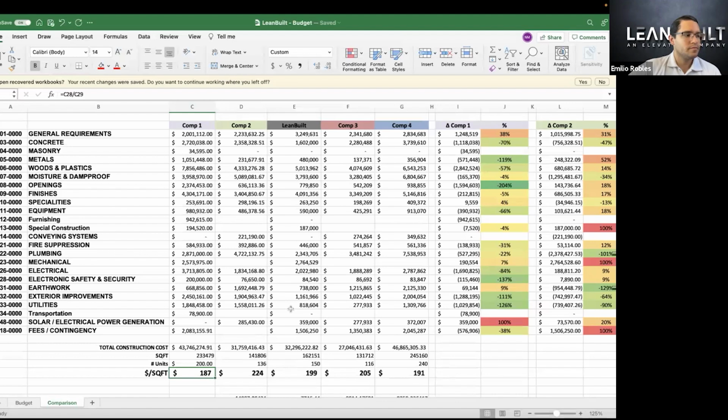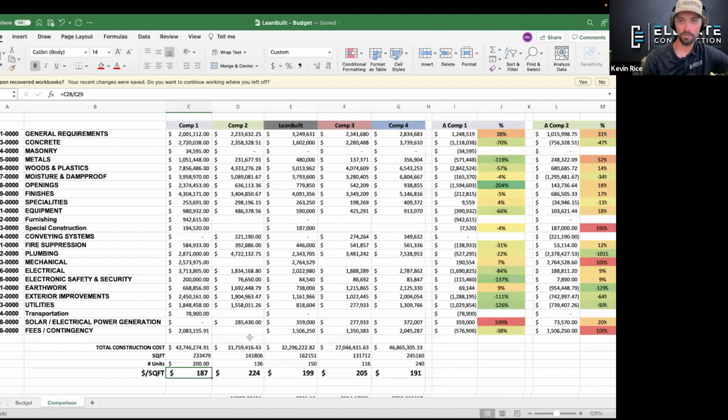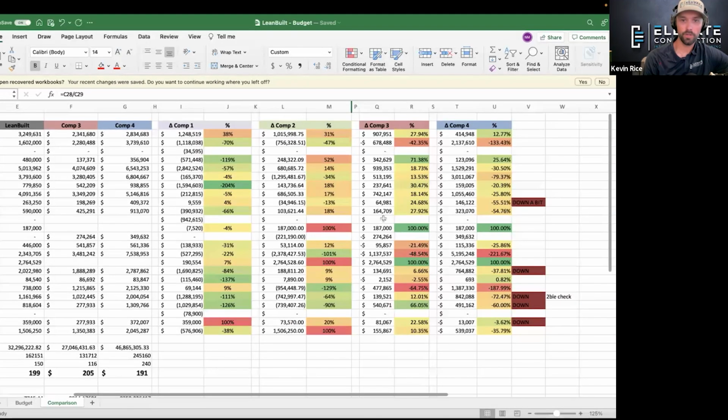Okay, and our project is a little bit different than some of these, right? Yes. So we also identified how our project was different and what the different costs might be. Can you walk us through this on the right-hand side here, this comparison to comp one, comp two, comp three, comp four, and some of the percentages and maybe why those percentages are different?